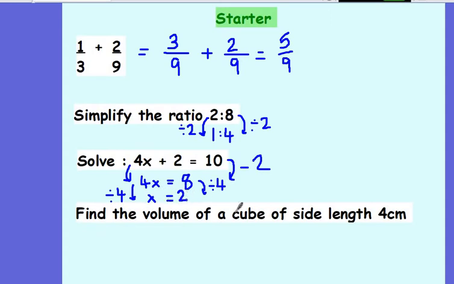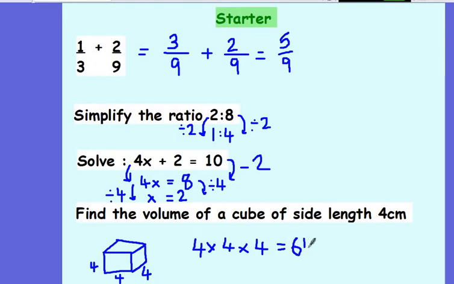And finally, I asked you to find the volume of a cube of side length 4. Now we know that the volume is equal to the length times the width times the height, and for a cube, the length, the width and the height are all the same. They're all 4, so the volume is just 4 times 4 times 4, which gives me 64. Is that my final answer, Alicia? No, why not? Because I need to have a unit, so it's 64 centimetres cubed.